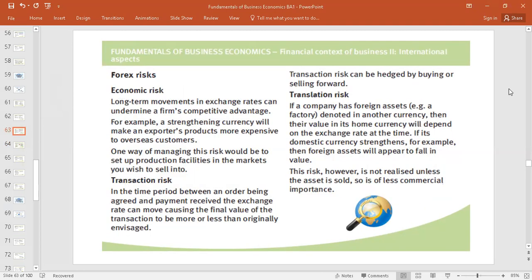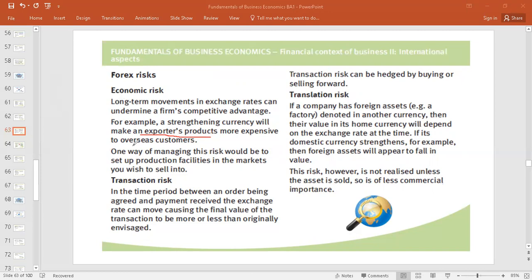Foreign exchange risk: there are three types of foreign exchange risk. One is economic risk, transaction risk, and translation risk. Economic risk says that long-term movements in exchange rates can undermine a firm's competitive advantage. For example, a strengthening currency will make an exporter's products more expensive to overseas customers.